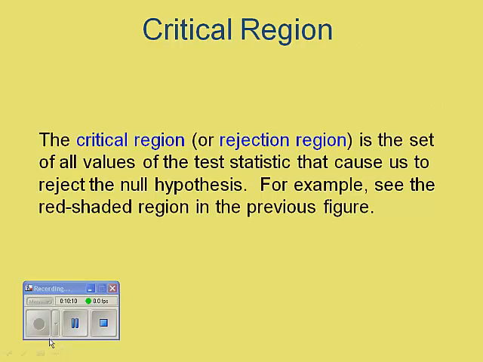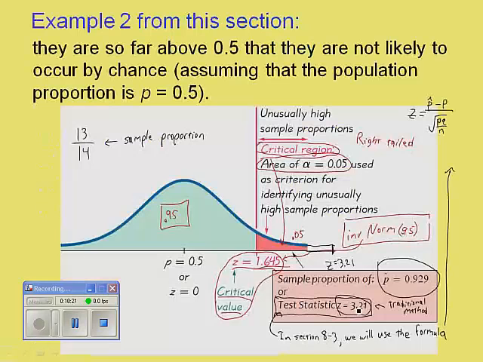No, if it's in the critical region, you want to reject the null hypothesis, okay? As a matter of fact, it is stated right here. For example, see the red region in the previous figure. Let me go back to it. See, 3.21 is in the red region, so we're going to reject the null hypothesis. What was the null hypothesis? I'll have to keep it straight. H0 was that p equals 0.5. Remember that?